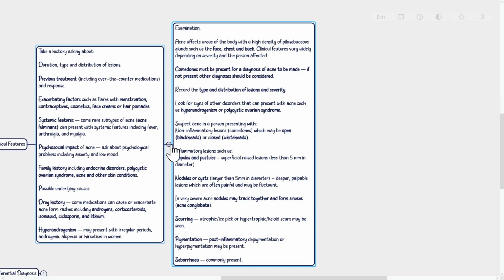Inflammatory lesions such as papules and pustules, superficial raised lesions, less than 5 millimeters in diameter. Nodules or cysts, larger than 5 millimeters in diameter. Deeper, palpable lesions which are often painful and may be fluctuant. In very severe acne, nodules may track together and form sinuses, acne conglobata. Scarring, atrophic/ice pick or hypertrophic/keloid scars may be seen. Pigmentation, post-inflammatory depigmentation or hyperpigmentation may be present. Seborrhea, commonly present.